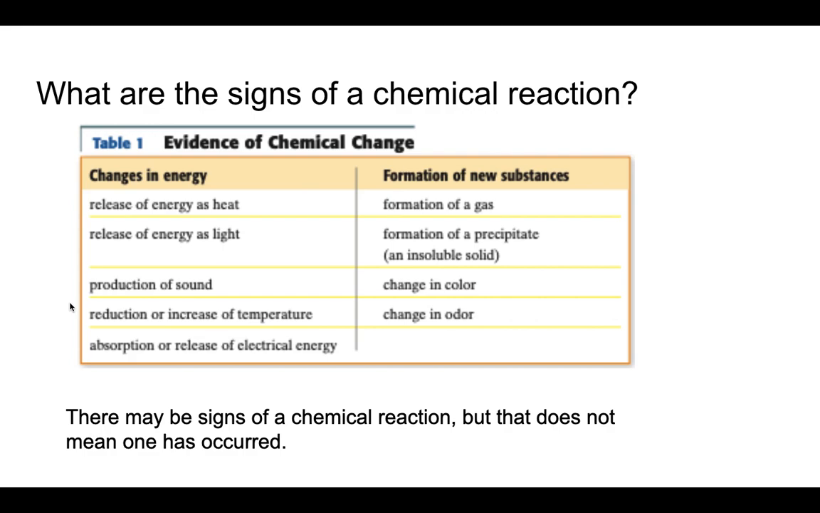For instance, a reduction or increase of temperature. If you were to leave a metal bar out in the sun, that metal bar would get hot. It would absorb energy from the sun. It would increase in temperature, but while that might be evidence of a chemical change in certain situations, that by itself is not a chemical change. We have to look a little bit beyond just looking for one of these signs.